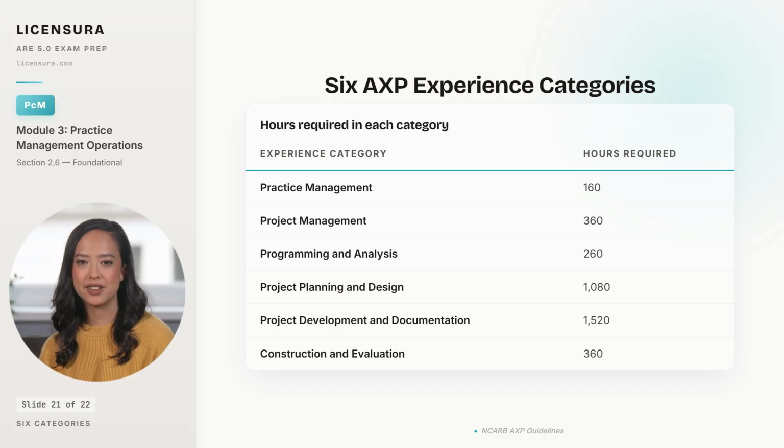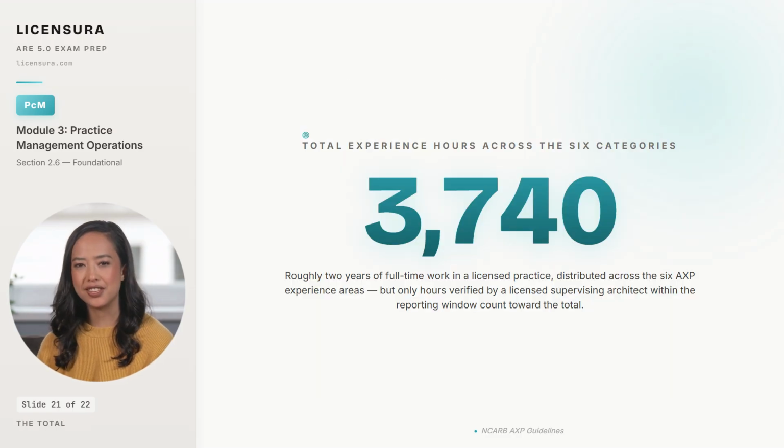Add those 6 minimums together, and you arrive at the total benchmark every candidate has to clear: 3,740 hours. That is the total experience benchmark, roughly the equivalent of 2 years of full-time work in a licensed practice, and the number every candidate has to clear before NCARB will certify the experience portion of the licensure path.